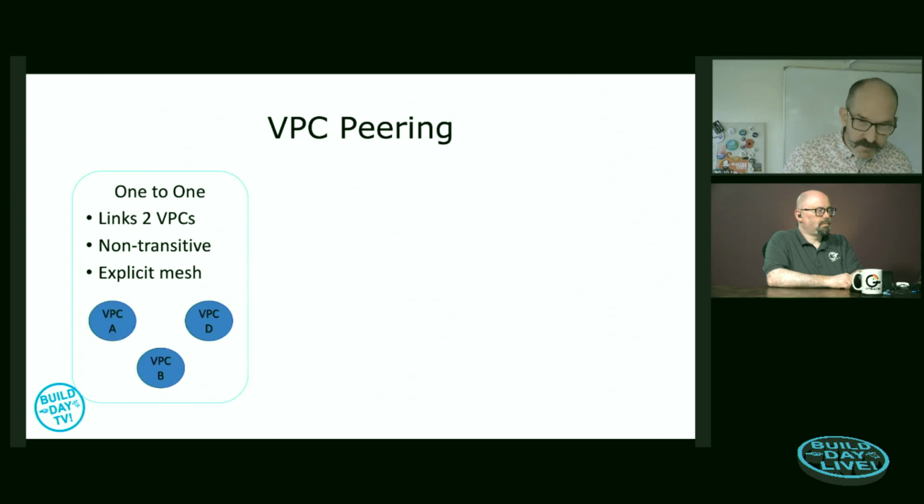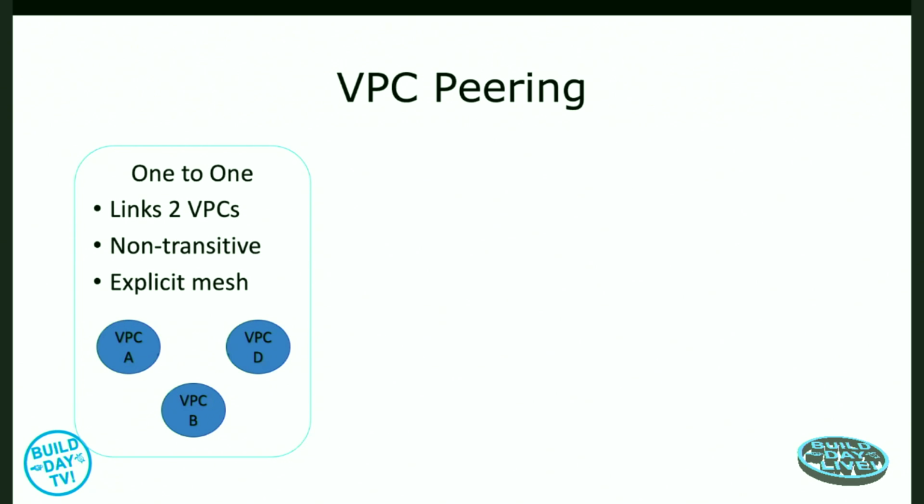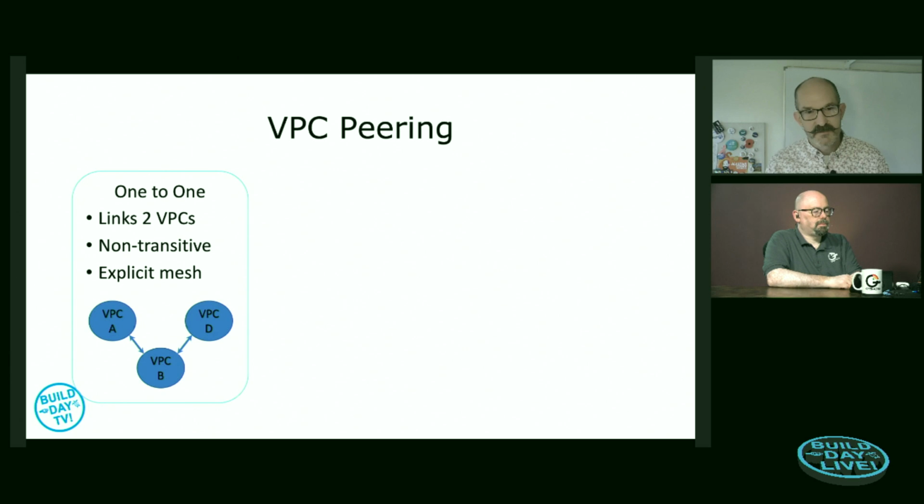Well, if I've got three VPCs here, VPCs A, B, and D, and I establish a peering connection between A and B and another one between B and D, A cannot talk to D through this peering setup. This is what we mean by non-transitive. The traffic coming out of VPC A cannot go through VPC B and land in VPC D. In order for VPC A to talk to VPC D, we would need another peering connection between A and D. Okay, so this is what non-transitive means here.